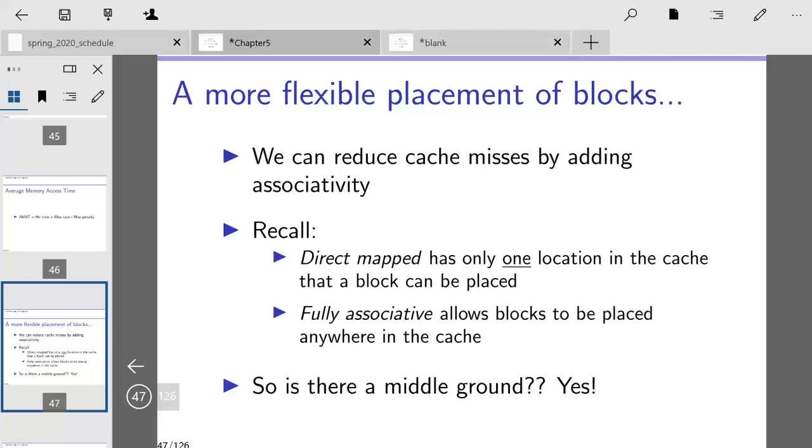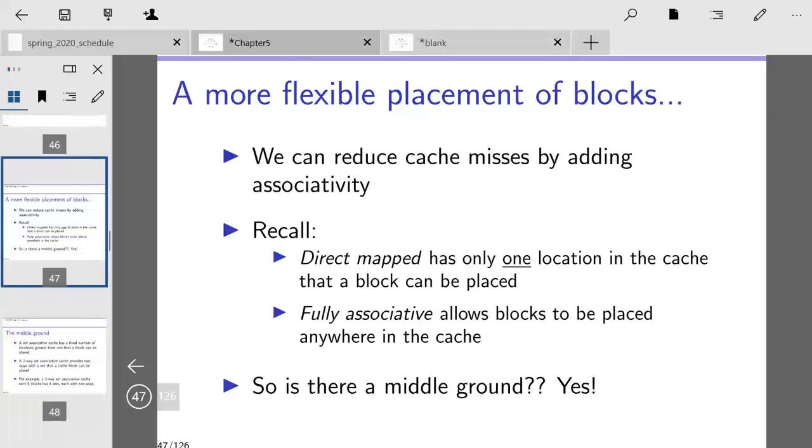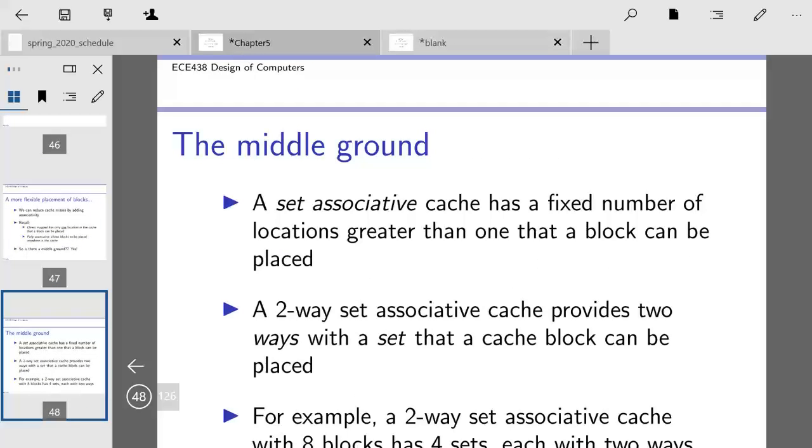So the question is, between these two opposite ends of the spectrum, is there a middle ground? Of course, yes, there is. That's where we get into what's called set associative. That's our middle ground.